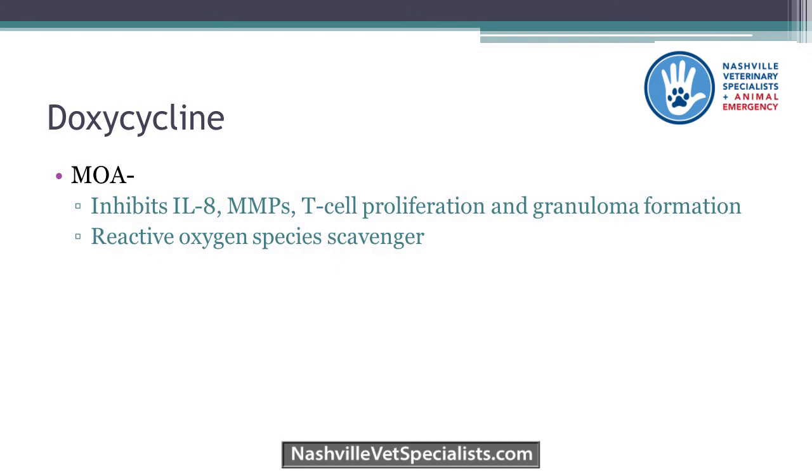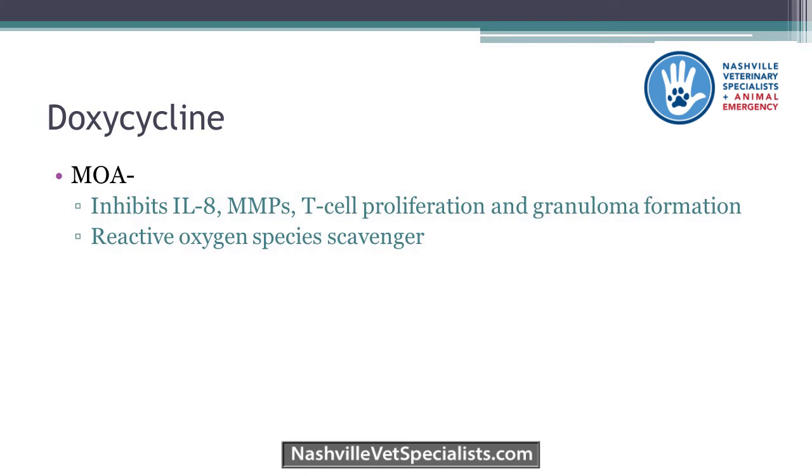Doxycycline. So a lot of people don't think about doxycycline as an immunomodulatory agent, but it does pretty darn well. The mechanism of action, it inhibits interleukin 8, those matrix metalloproteinases. It inhibits T-cell proliferation and granuloma formation, and it also is a reactive oxygen species scavenger. So it does some cool things. We really call it immunomodulatory or anti-inflammatory because it's not really immunosuppressive. You're not going to get all of those side effects with doxycycline that you would with other medications, which is good because there's lower risk to it.